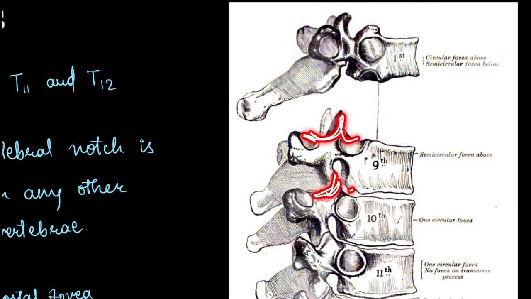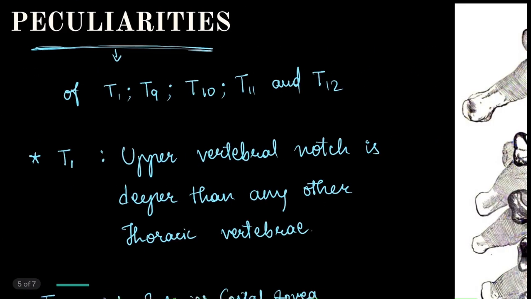You can see this is transverse. You can see here this has much deeper upper vertebral notch than any other thoracic vertebral notches. Okay, that's the variation of first thoracic vertebrae.